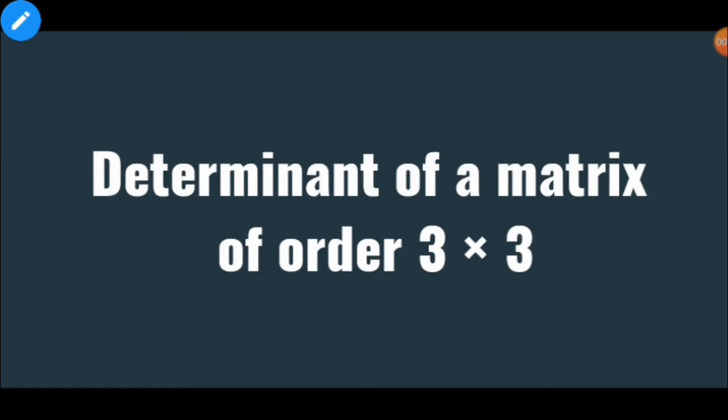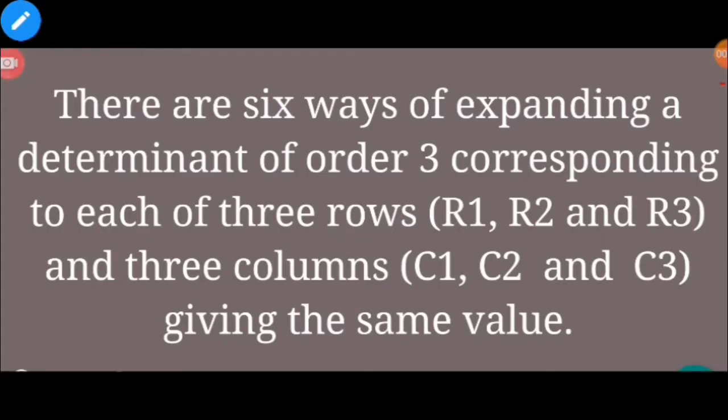Today we are going to find the determinant of a 3 by 3 matrix. The determinant of a matrix of order 3 by 3. There are 6 ways of expanding a determinant of order 3 by 3 corresponding to each of the 3 rows. We can expand along R1, R2 and R3, and we can expand the determinant along C1, C2 and C3.